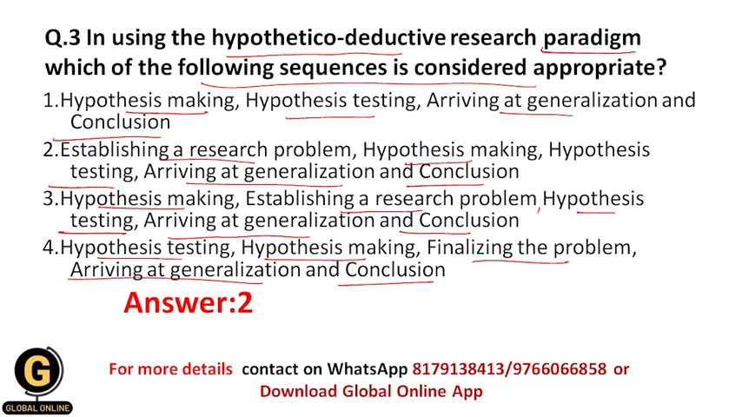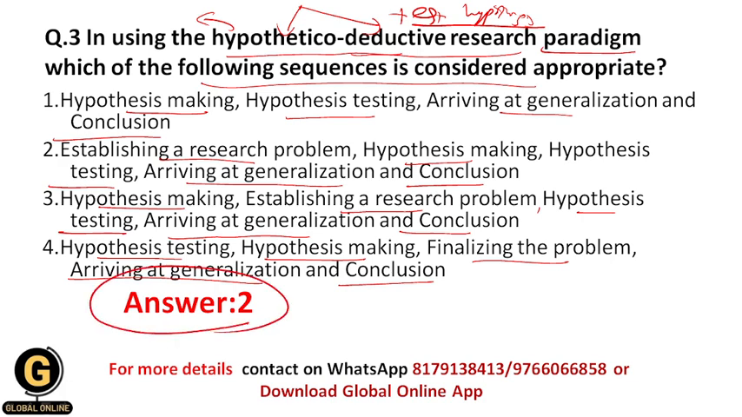Okay, so what is the meaning of hypothetico-deductive research paradigm? In this research paradigm, you can see these two words, hypothetico and deductive. Hypothetico means you are going to formulate the hypothesis, and deductive means you are going to test the hypothesis. So this is the meaning of these two words. Okay, and that's why in this research paradigm, you need to first of all formulate the hypothesis, which is the mandatory thing, and the second thing is that deductive means you are going to test the hypothesis. That's why your correct answer should be 2, that is this one.